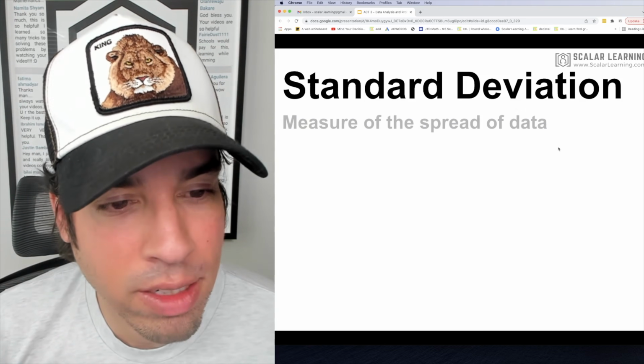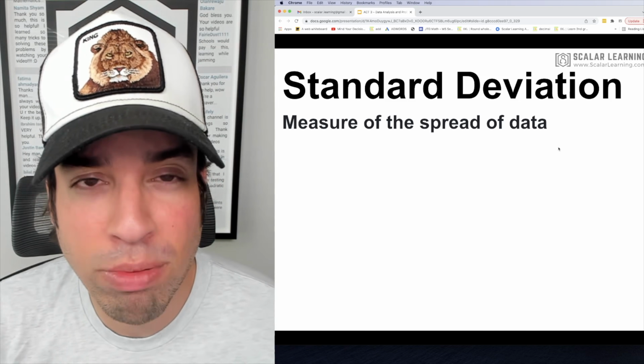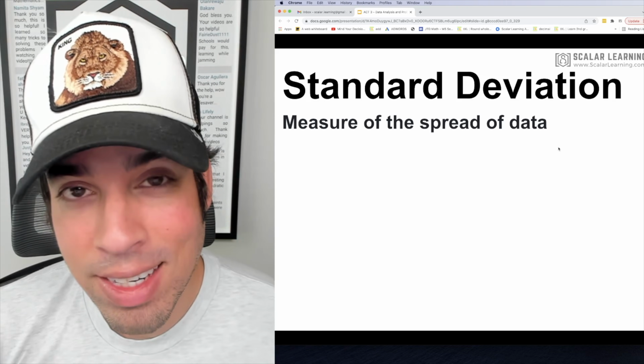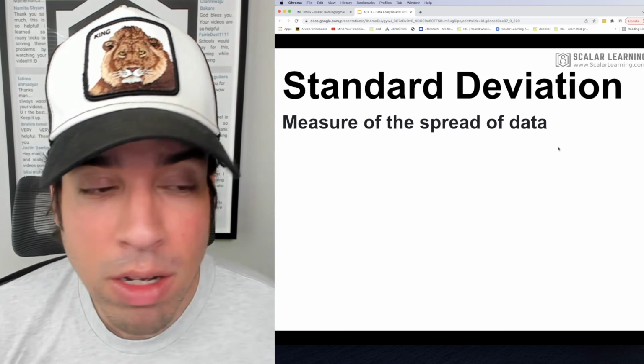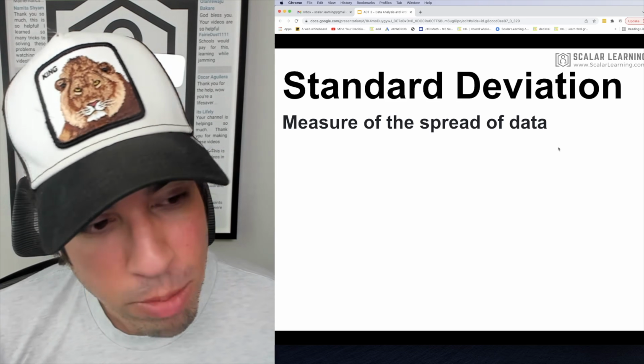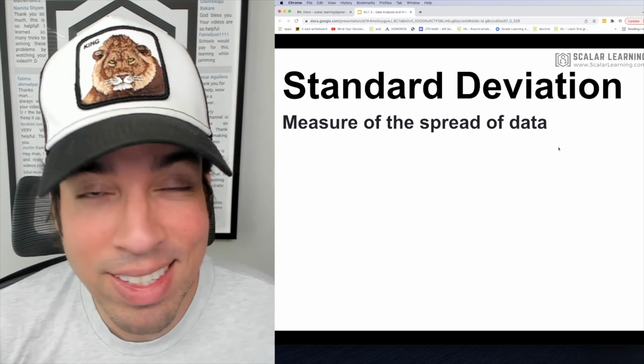So check it out. What is standard deviation? It is the measure of the spread of data. Now you're not going to have to calculate it. So I'm not going to give you the formula to calculate standard deviation, but you do want to be familiar with what it is in a general sense.